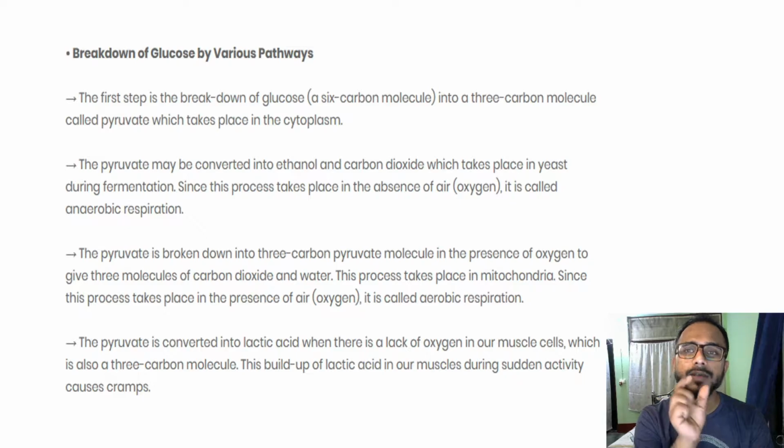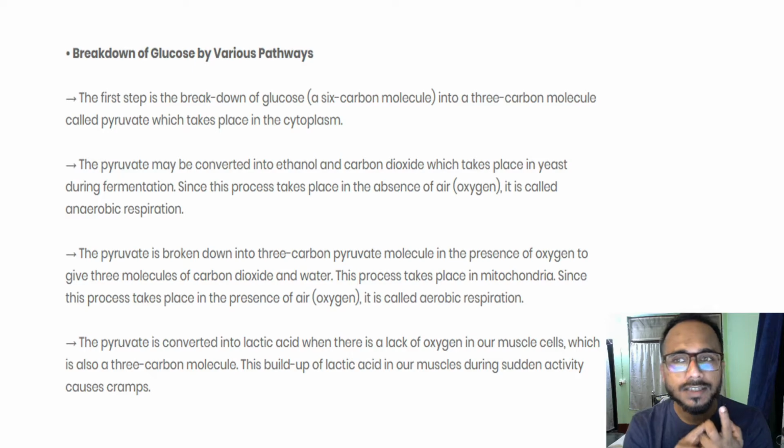Initially it was a 6 carbon molecule, we make it a 3 carbon molecule, and that has a name. It is called pyruvate. Where does it occur? It occurs in cytoplasm. So in the first step, you will remember that glucose, a 6 carbon molecule, breaks down into 3 carbon molecules, half, and the name of this 3 carbon molecule is pyruvate.